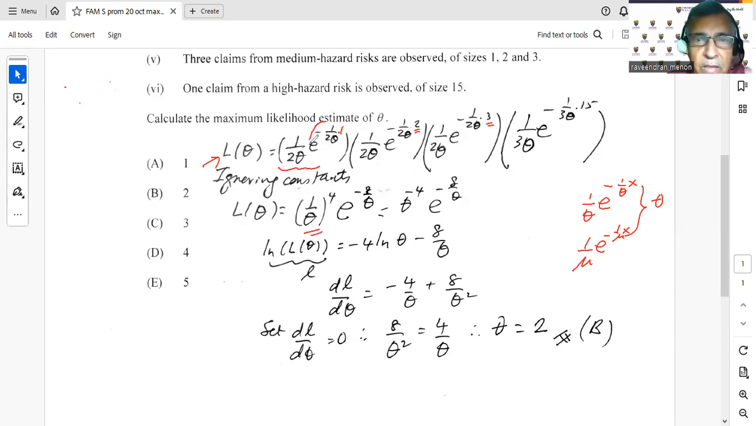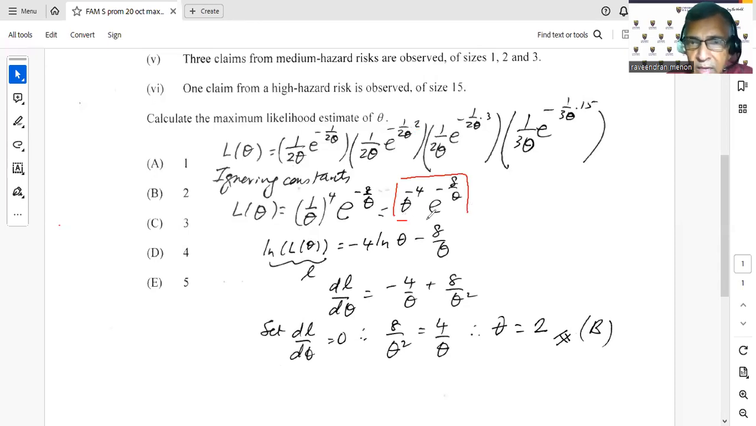Then we add all these up and you'll get e to the power of minus 8 over theta. Not hard to do. This is the same as theta to the power of minus 4. So this is theta to the power of minus 4 and e to the power of minus 8 over theta. This is your likelihood function. Again, I've dropped the constants. It's not going to bother me.